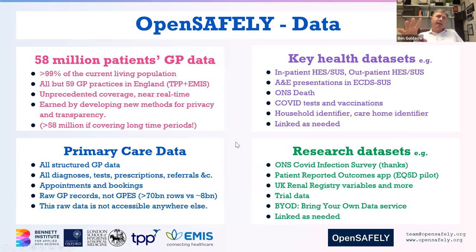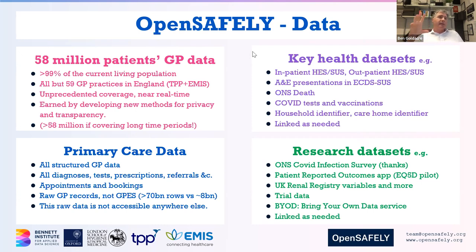So Open Safely is an open source software project that can be built in any environment that contains data and turns it into a very robust TRE, which is also with very strong privacy protections, very well trusted by the community. And by putting in place these additional privacy safeguards, we've been able to get access to an unprecedented volume of data. And that's what I'll focus on in particular today.